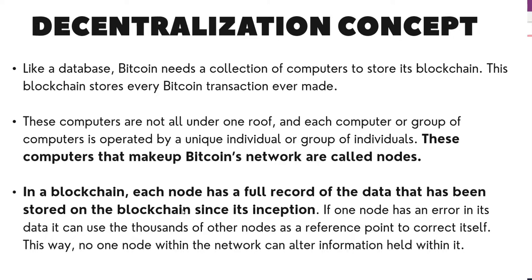In a blockchain, each node has a full record of the data that has been stored on the blockchain since its inception. And this is a really important concept, because that's what prevents any changes or any hacks to the data. Let's say that if one node has an error in the data, it can use thousands of other nodes as a reference point to correct itself. And this way, no single node within the network can alter the information held within it.